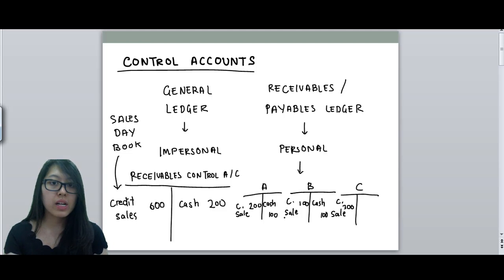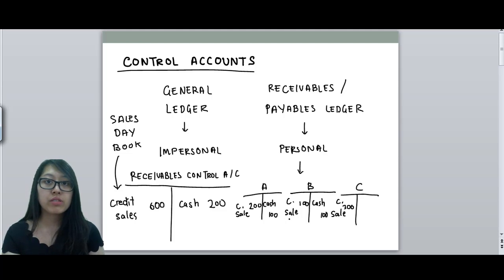So this credit sale is supposed to match with the total of the individual personal accounts of the trade receivables that we have. And the same thing applies to our trade payables. The total credit purchases that we have shown in the purchases day book should add up to the total credit purchases that we have when we add all of our trade payables together. So if it does not match, then we need to do some rechecking.